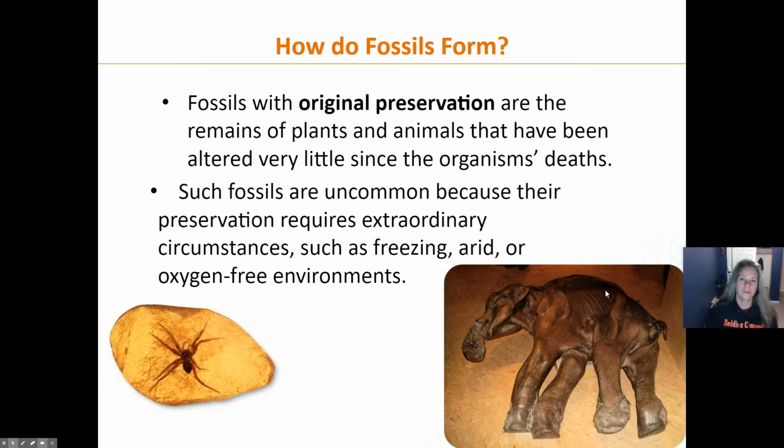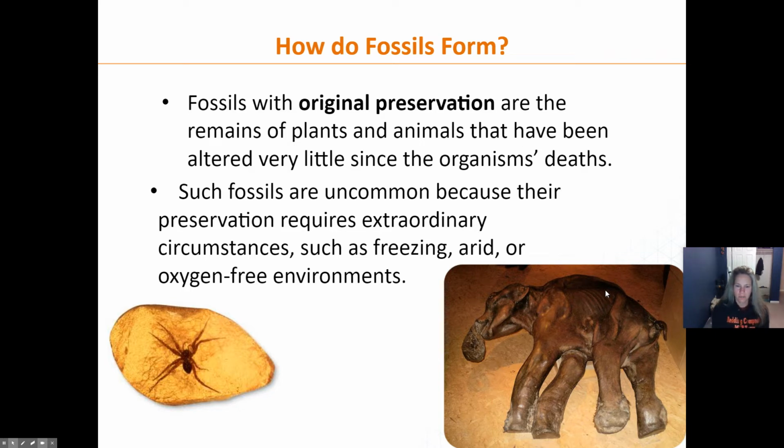All right, so there's different ways that fossils can be preserved. Fossils can be preserved with their original preservation, meaning that they're intact. So here on the left, we can see a spider that is trapped in amber, kind of like Jurassic Park style. And the picture on the right is a baby mammoth. This mammoth was frozen, and it's frozen with its skin intact. So that's very rare for a fossil, for us to be able to see the skin and everything else from an animal. Usually it's just the bones.